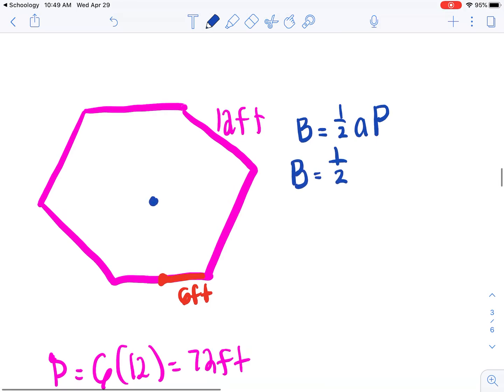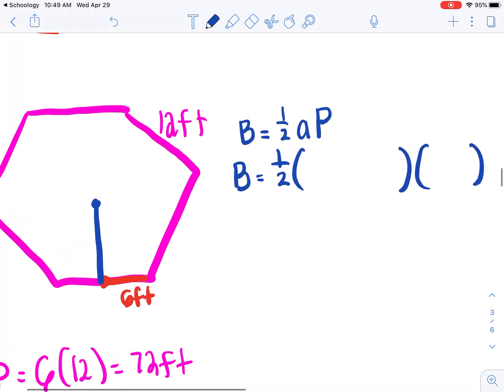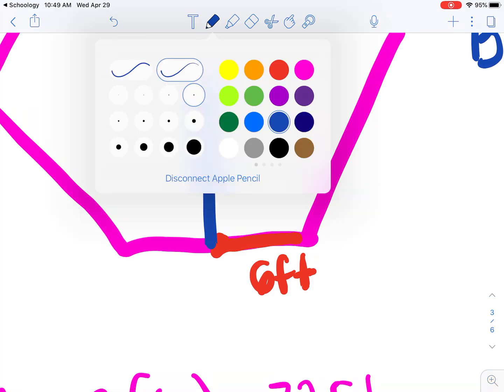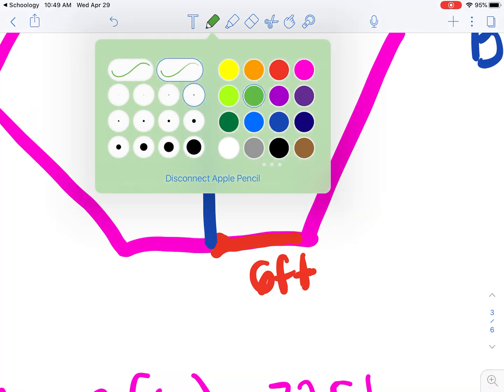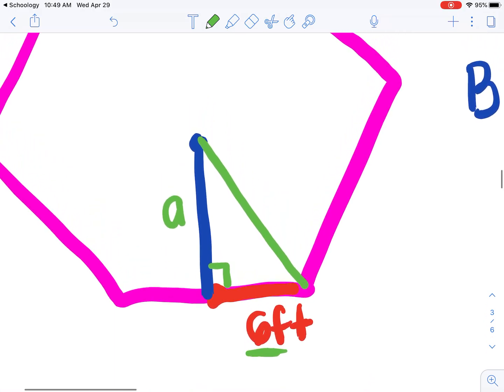1/2. Do you have the apothem? No. So I'll leave a big giant space for apothem, remember. Do I have the perimeter? Sure do, I already did it. It's 72. Okay, so now I need to find the apothem. Remember what we're going to do here. I'm going to put an A here for apothem, and I'm going to make this into a right triangle. I already know this is 6, that's good.